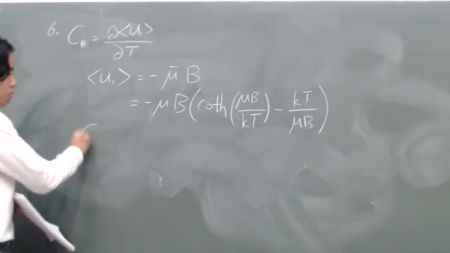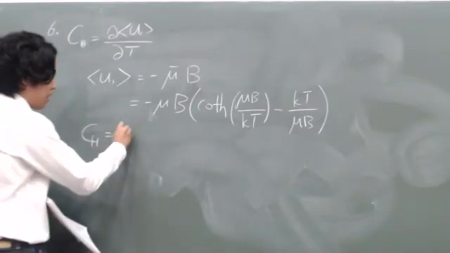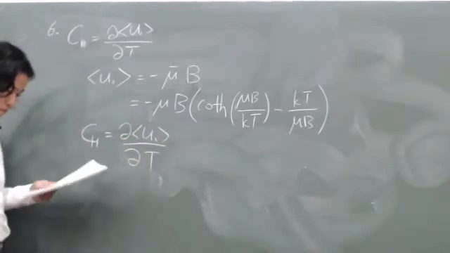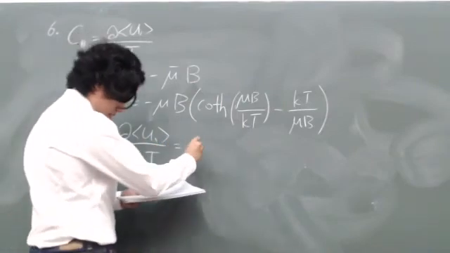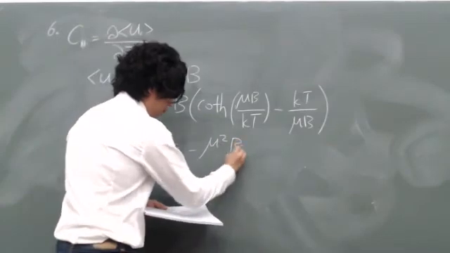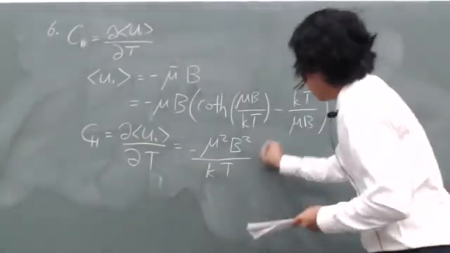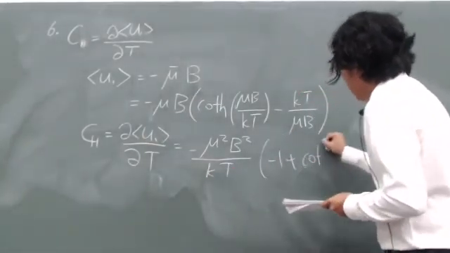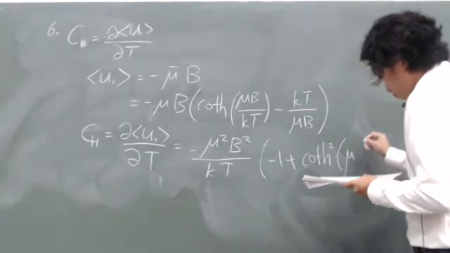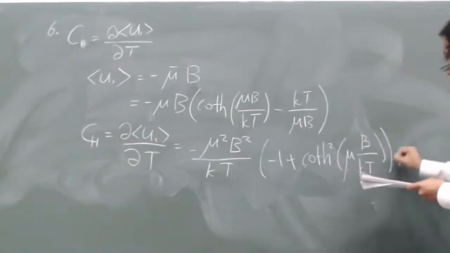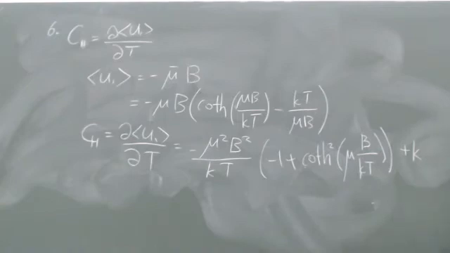And all you have to do to find the heat capacity now is just differentiate that. So after you differentiate dU with respect to T, then you get minus mu squared B squared on kT, minus 1 plus hyperbolic cotangent squared of mu B on kT, and then plus k. Again, it's just annoying algebra, but it's pretty straightforward.